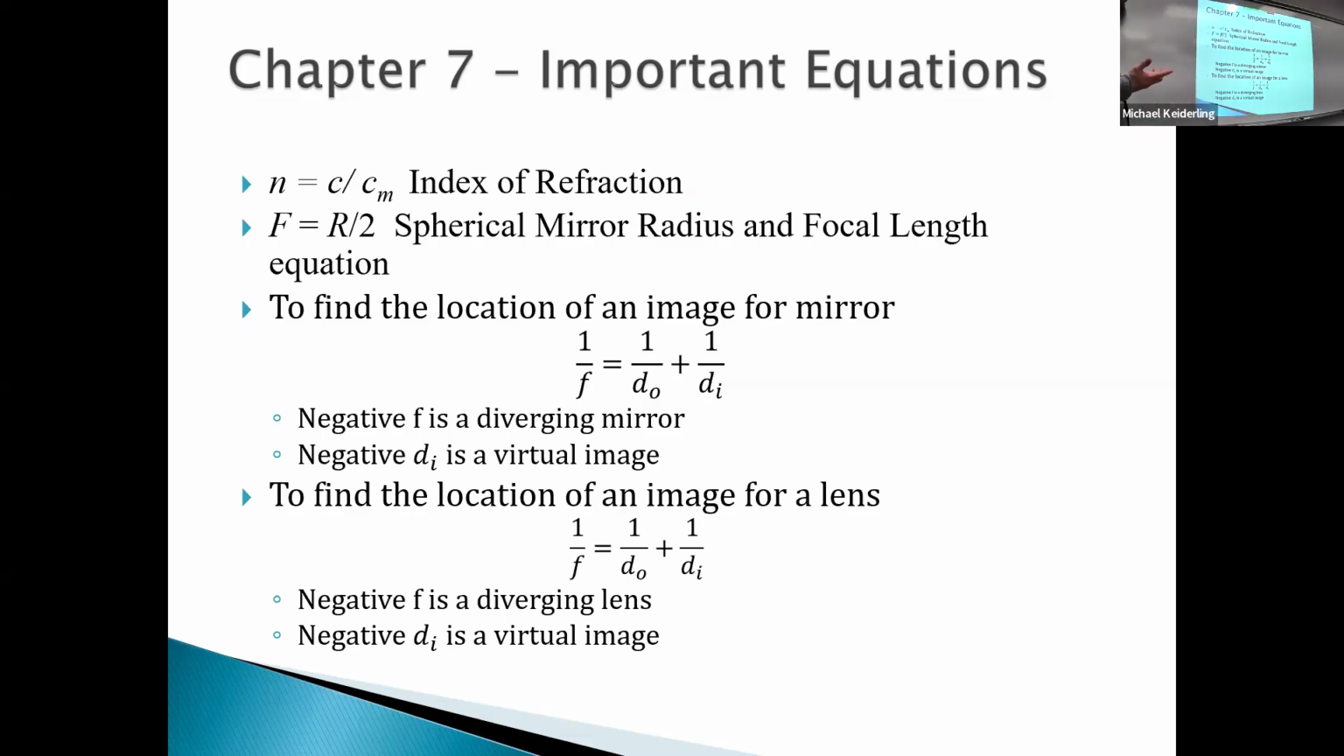Negative focal length is a diverging convex mirror. Negative DI is a virtual image. To find the location of an image for a lens, 1 over the focal length equals 1 over the distance to the object plus 1 over the distance to the image. Negative focal length is a diverging concave lens. Negative DI is a virtual image, again.